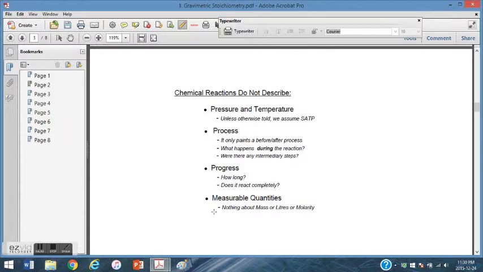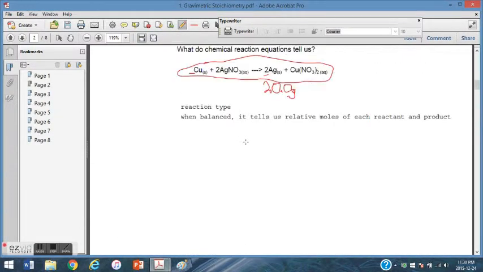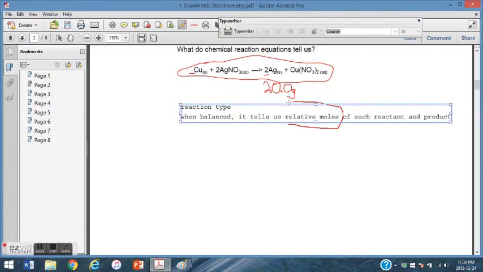Measurable quantities. It doesn't tell us anything about mass or liters or molarity. And I think, whoa, Mr. Parker, you just said it tells us about moles. I qualified that word. Relative moles of each. I said that on purpose. For every 1 mole of copper, you produce 2 moles. It doesn't say that you have to have 1 mole of copper or the reaction doesn't work.